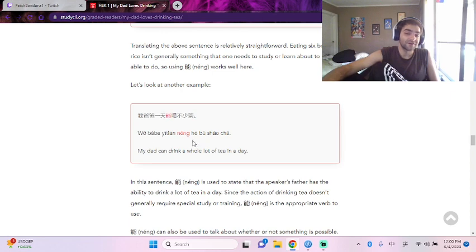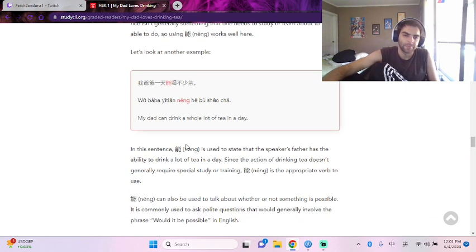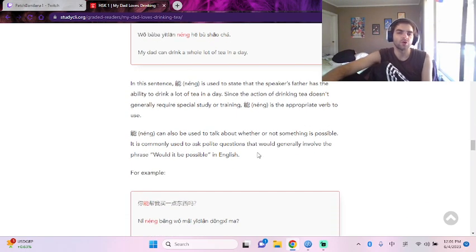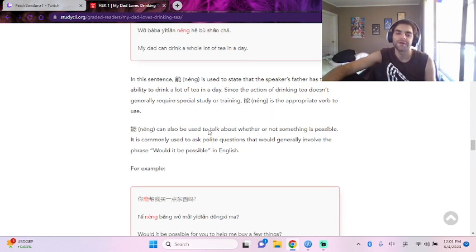我爸爸以前能喝不少茶，不少. My dad can drink a whole lot of tea in a day. 我爸爸以前能喝不少茶. In this sentence, 能 is used to state that the speaker's father has the ability to drink a lot of tea in a day. Since the action of drinking tea doesn't generally require special study or training, 能 is the appropriate verb to use. So I guess we're not considering bladder control or lots of drinking to be special training.